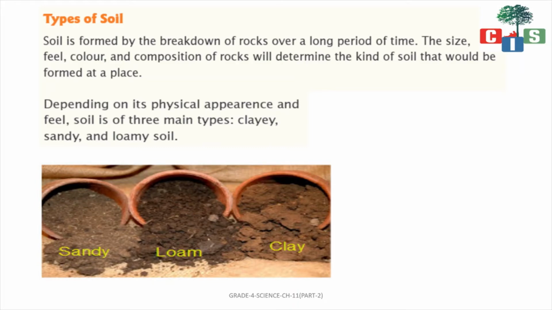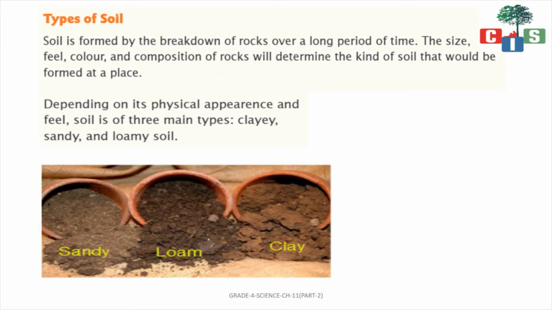Now, depending on its physical appearance, the feel, the soil is of three main types. So on the basis of how the soil looks, it is divided into three main types. First is the clayey soil, then the sandy, and the third is the loamy soil.